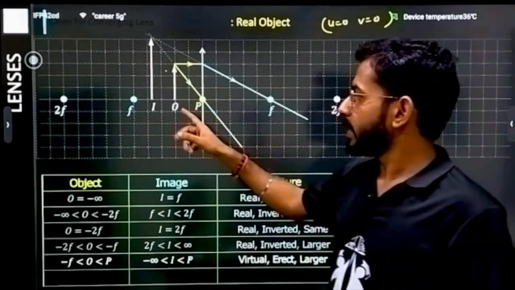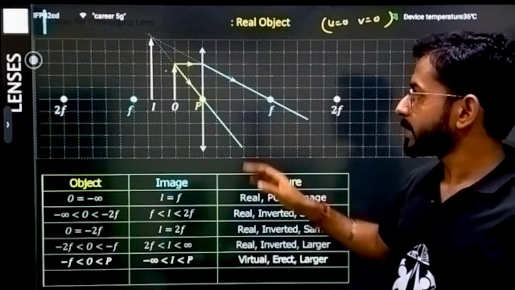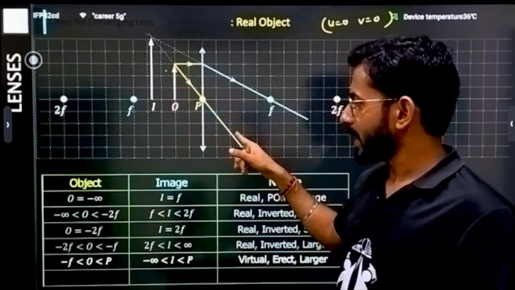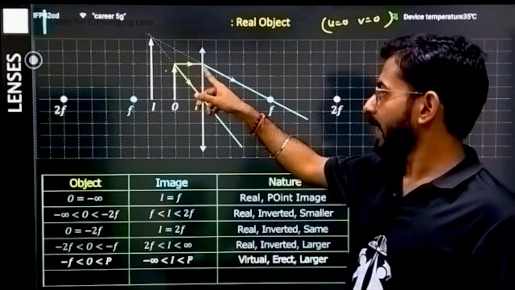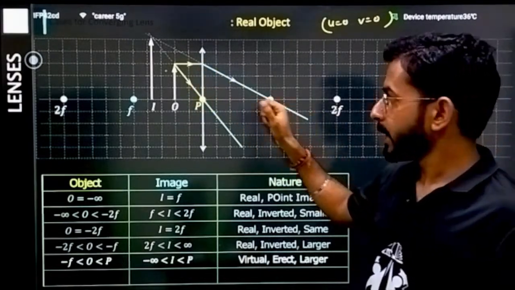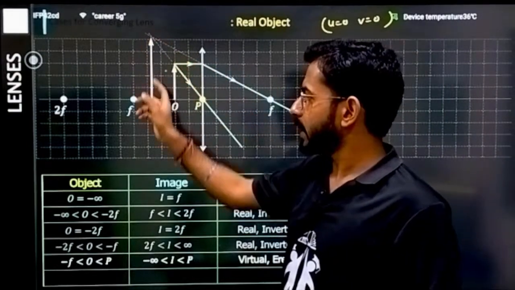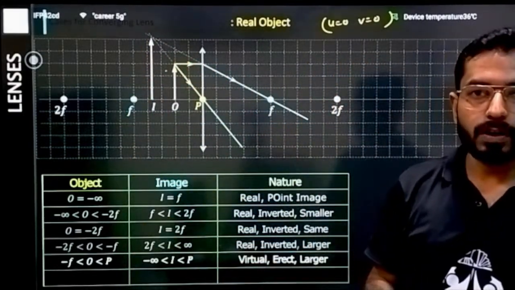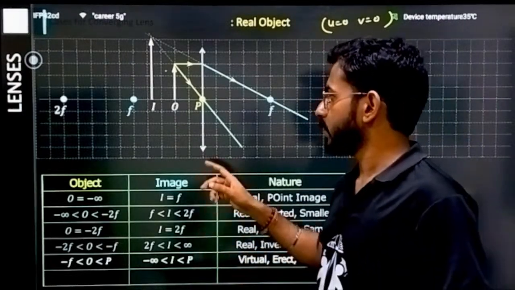Now you have brought the object between focal length and pole. Then it forms a virtual image. One ray you pass through the pole, which goes undeviated. The second ray you take parallel, and it will pass through the focus. But on this side it is never going to converge, and it will appear to converge on the same side of the object. That's why this is the only condition where you will have a virtual image.